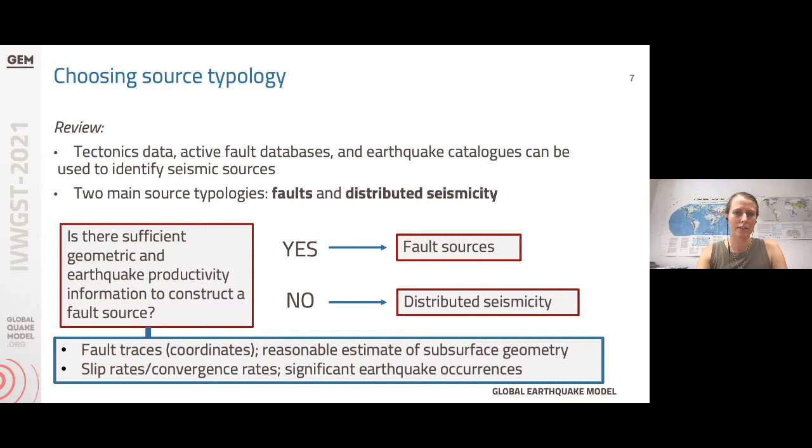And to choose which source typology we want to use for each source, we can start out by asking a simple question. Because we know that a fault source is the preferred source typology, we can ask, do we have sufficient information about the geometry and the earthquake productivity of the fault to construct a fault source? And again, this comes from fault traces, from reasonable estimates of the subsurface geometry of the faults, from slip rate or convergence rate data, and from significant earthquake occurrences around that structure. If the answer is yes, then we can build a fault source. If it's no, then we resort to distributed seismicity.